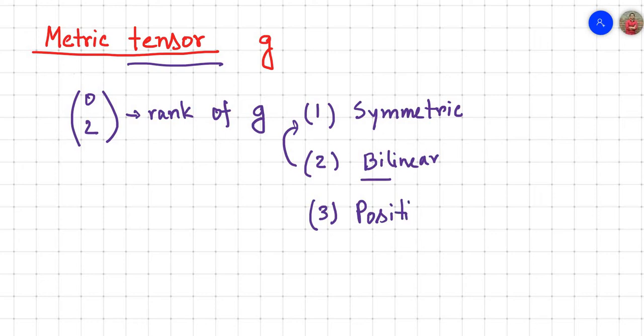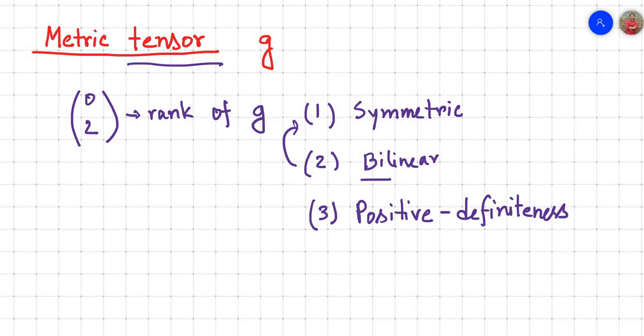Number three, we have positive definiteness. And this is a very important part of the definition for us because sometimes it can get violated without being something that is rather unphysical. So positive definiteness.